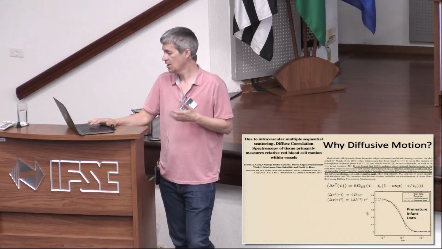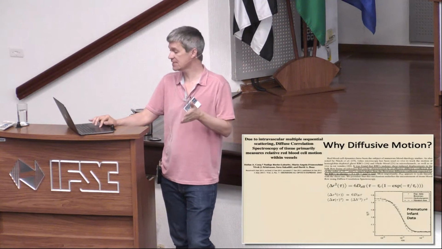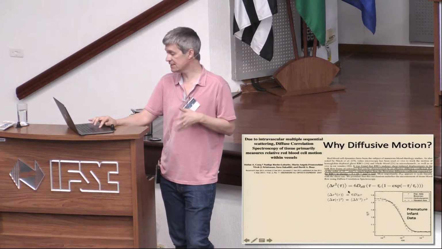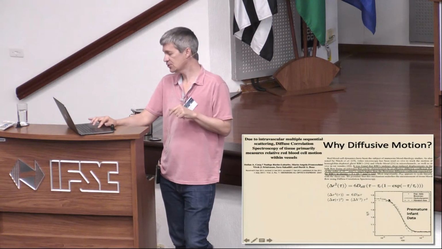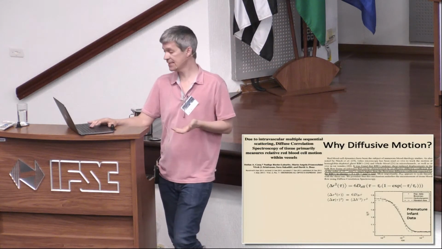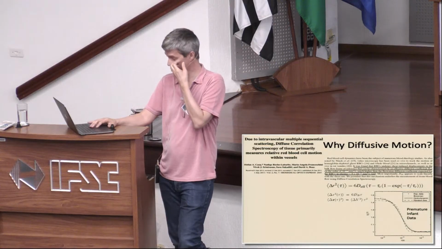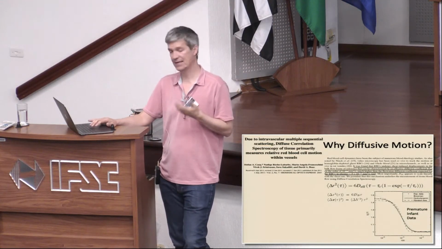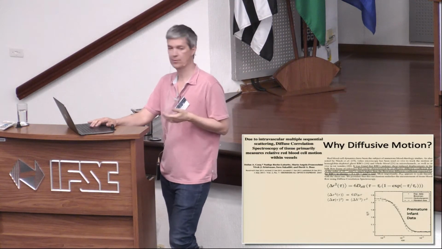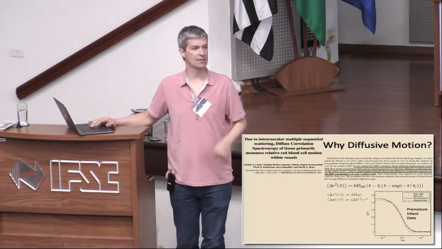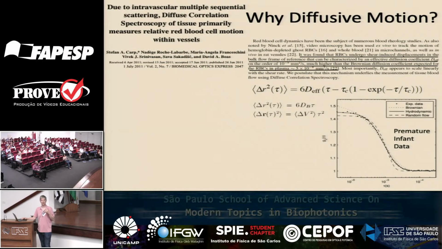And so we went back to a lot of this infant data that Mariangela had. We fit this equation to the data. We got a better fit to the data. So we thought that this was good evidence and an explanation of why we were sensitive to this diffusion of red blood cells. It was actually the shear-induced diffusion of red blood cells that we were sensitive to.